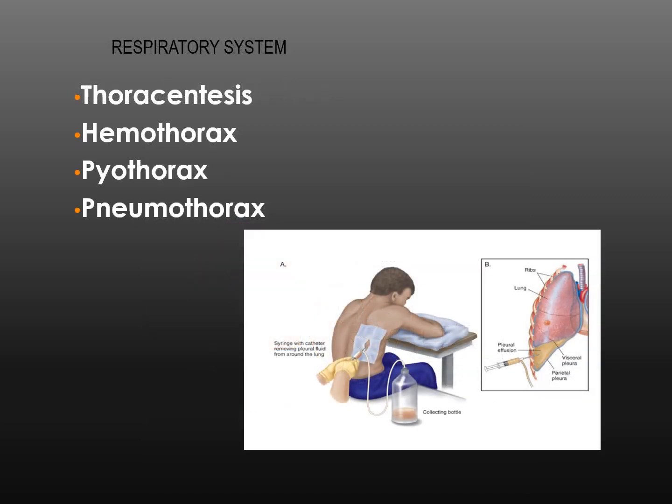So I wanted to go back to this slide where we have thoracentesis. As you can see, there is fluid in the pleural cavity and it's being collected. Now, if that's not fluid, if it's blood, then we call that hemothorax. There's blood in the thoracic cavity. And if it's pus, we call that pyothorax. And if it's air occupying the pleura, not allowing the lungs to expand, then we call that pneumothorax because the combining form pneumo really means air.